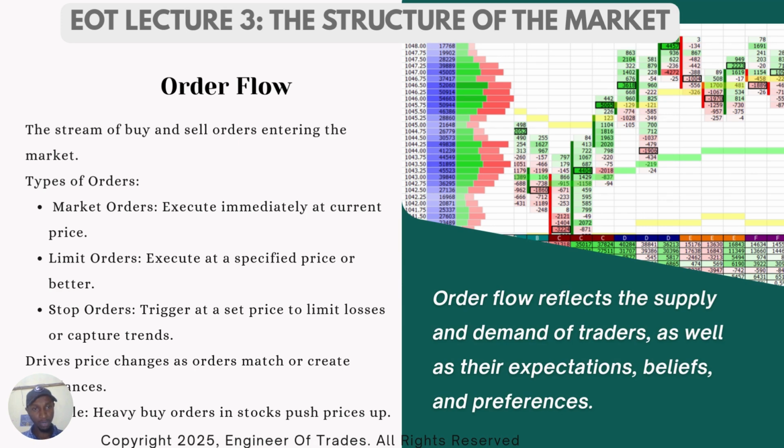Then we have limit orders. Now, here you have the luxury of waiting and setting the price that you want. And always it should be a better price than what you would have been filled at using a market order. Lastly, we have stop orders. Their key purpose is to help you mitigate your losses on the downside.